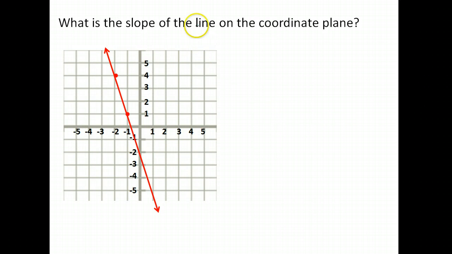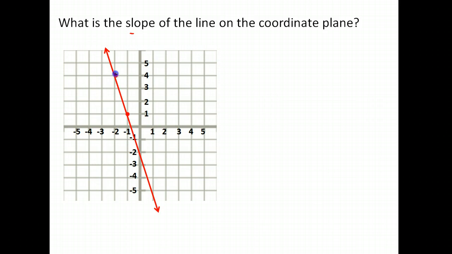Okay, here's another example. What is the slope of the line on the coordinate plane? Now before you start, what kind of slope do you think you'll get? Positive, negative, 0, undefined? Remember, positive goes up to the right. So notice this as we travel to the right, what's happening? Is the line going down to the right or up? And it's going down. So we should expect negative slope from this answer. Okay, so let's take a look.